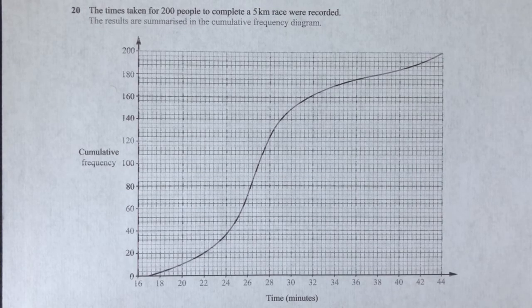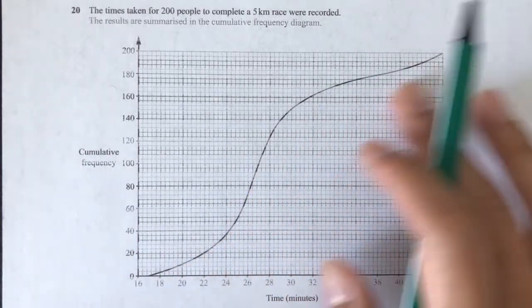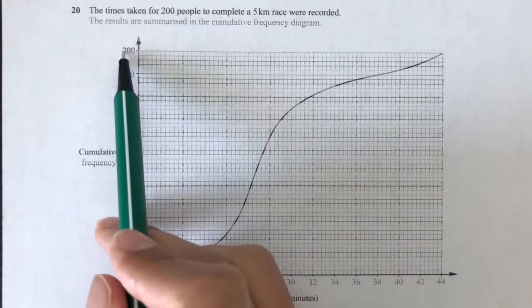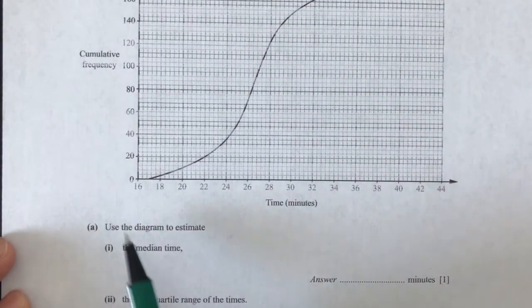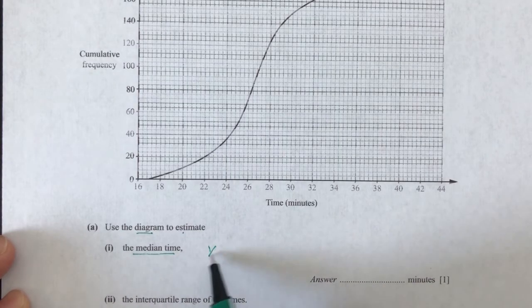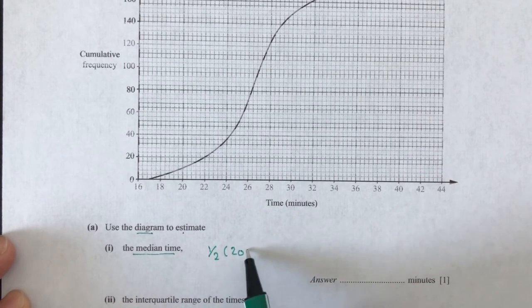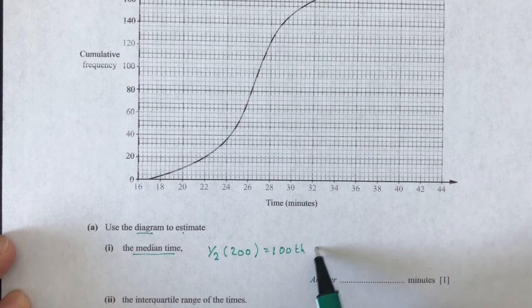Question number 20. The time taken for 200 people to complete a 5K race were recorded. So we have a cumulative frequency curve, which is the time taken by 200 people to run that race. Now part A, use the curve to estimate the median time. So it is half times 200, which is the number of people, which will be 100th element for the median time. So let's find that.